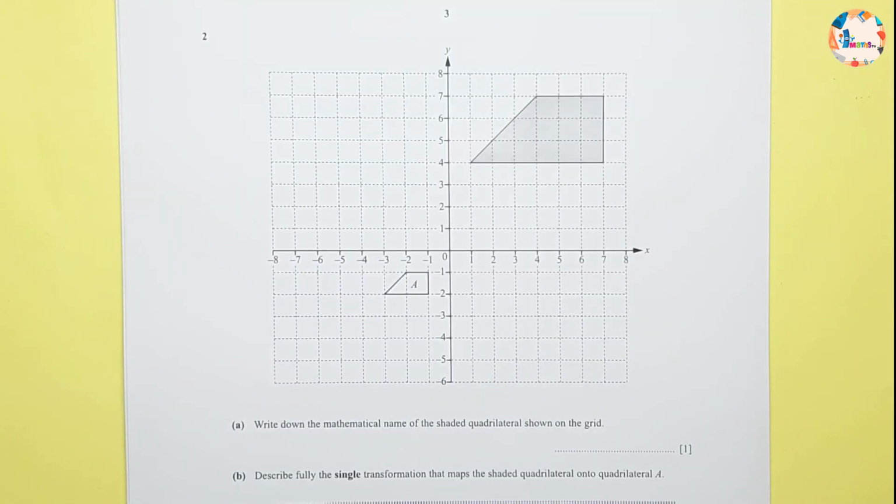Question number 2, this is a transformation question. Write down the mathematical name of the shaded quadrilateral shown on the grid. So we know this is a trapezium, so we will write here trapezium.